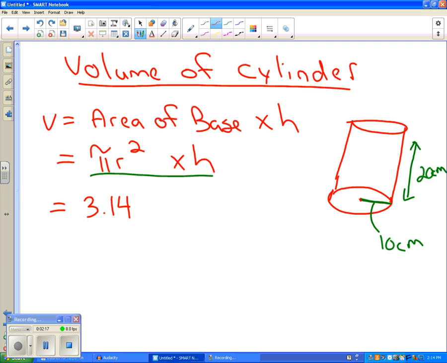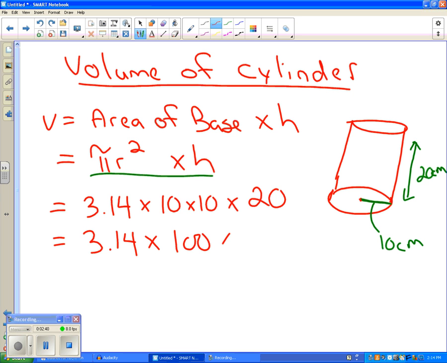Pi, I'm going to approximate to 3.14, times our radius, and our radius here is 10 squared, so I'm going to actually do 10 times 10, times my height. My height is 20 centimeters. So I'm going to keep going with finishing up my math. 3.14 times 10 times 10 is 100. I'm just going to do a few extra steps here just to show you how it's coming together. 3.14 times 100. If you do it on a calculator, you're going to get 314, times 20.